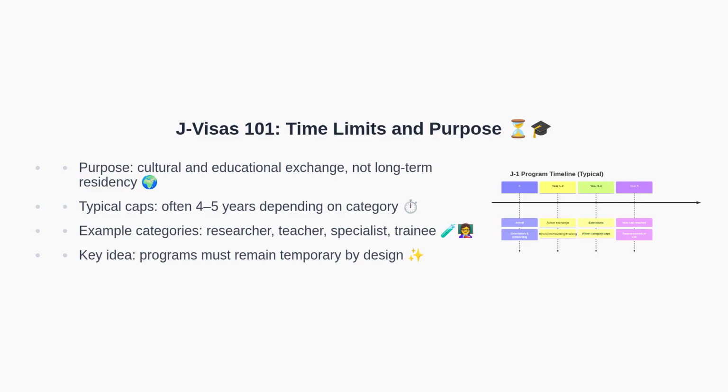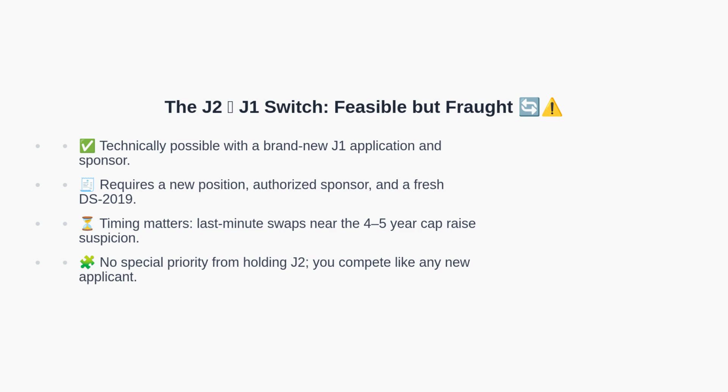Now, let's discuss the J2 to J1 switch and what it truly involves. Switching from J2 to J1 is technically possible, but it is not a rollover. It requires a completely new J1 application, a new sponsor, and a new DS-2019 for a qualifying program category, such as moving from spouse to teacher or researcher. Critically, this must be timed well.